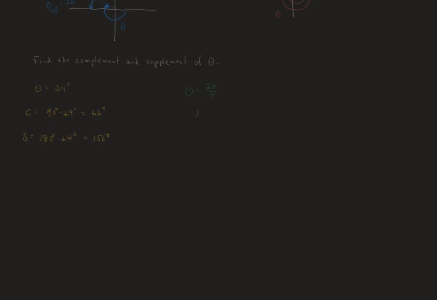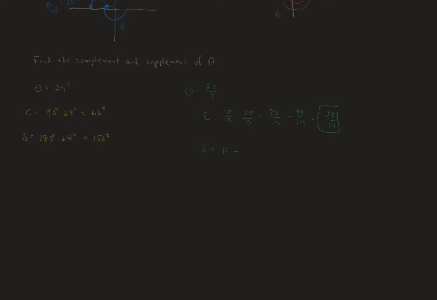Now, the way we do that for an angle in radians is a 90 degree angle in radians is pi over 2. So we're going to subtract our 2 pi over 7 from the pi over 2. So we're going to need to get common denominators. So it's going to be 14. And so if we multiply top and bottom by 7, that's 7 pi. And then multiply top and bottom by 2 makes that 4 pi. So we'll get 3 pi over 14 is our complement.